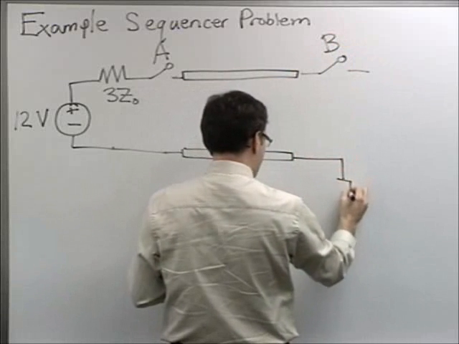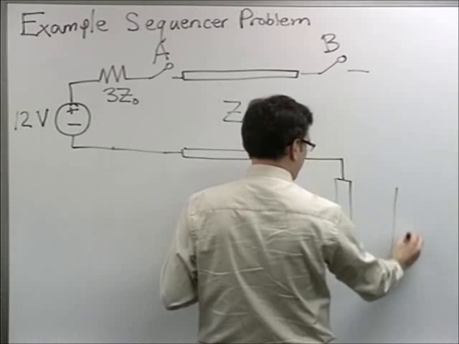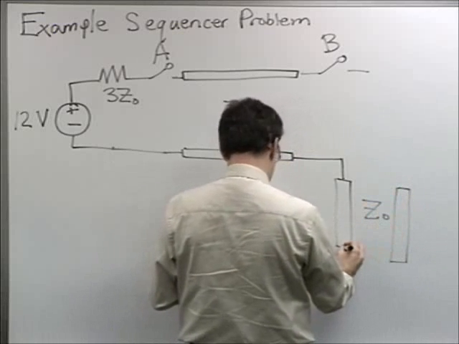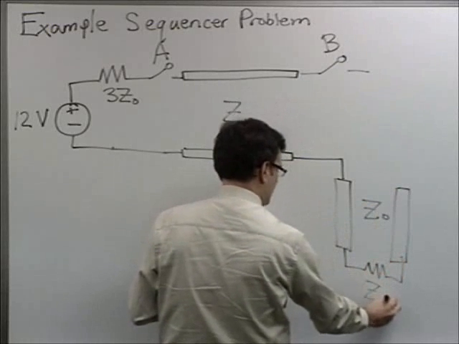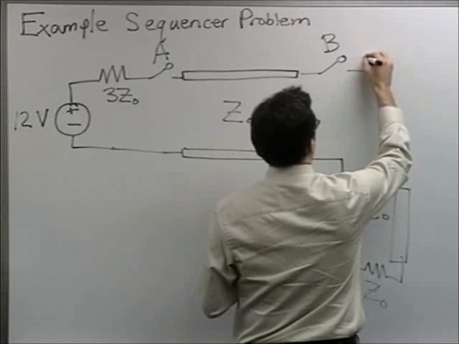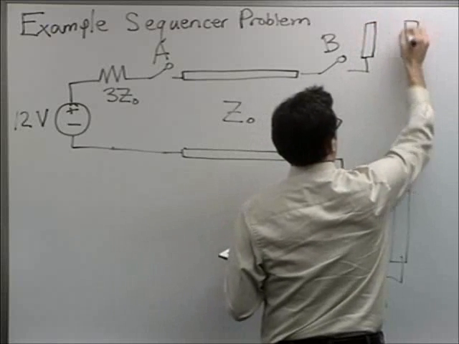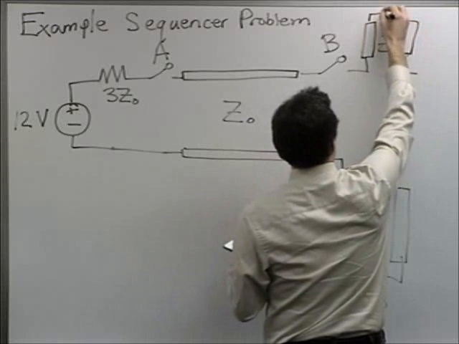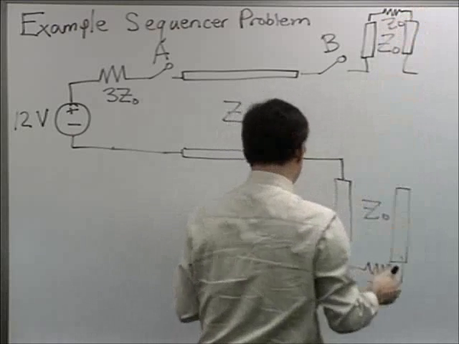And then there's a fan out to 3 more transmission lines, each with impedance Z0. This one is a matched termination at the end, the one that goes down. I got a length up here that's also Z0. This is also matched with the Z0 resistor at the end.